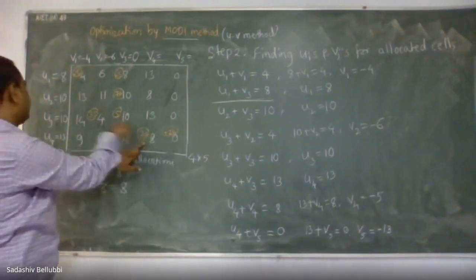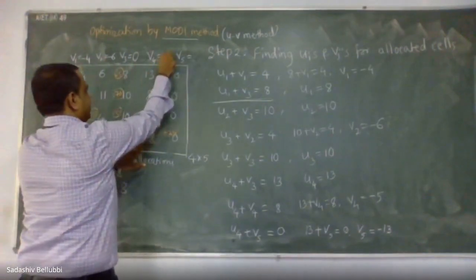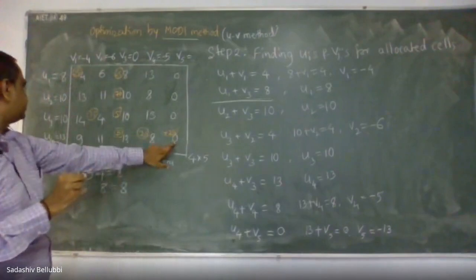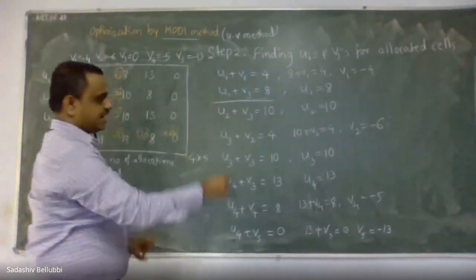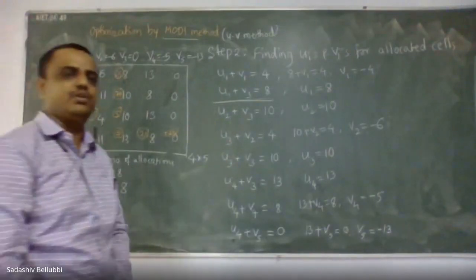This one, 8 minus 13 is minus 5. Next one, 0 minus 13 is minus 13. So you can check the answers also. There also we got the same values.